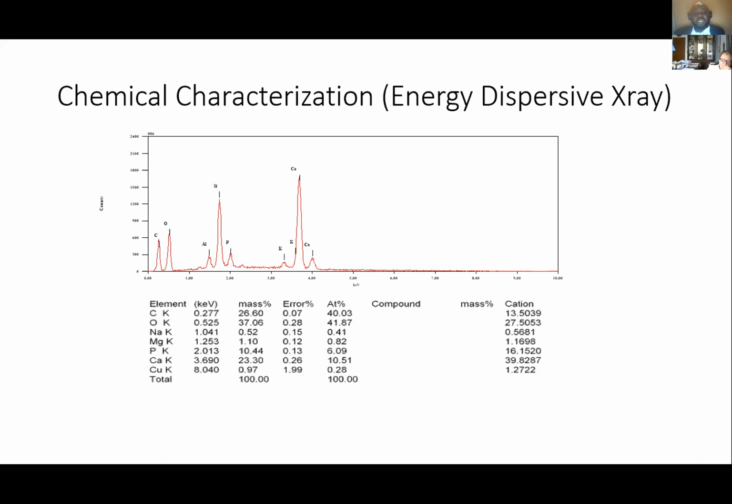So when they react in aqueous phase, they tend to form an insoluble precipitate, which tends to serve as an interface between the adsorbate and the adsorbent. So this is the EDX. We have the FTIR, but that wasn't included in the slide presentation.